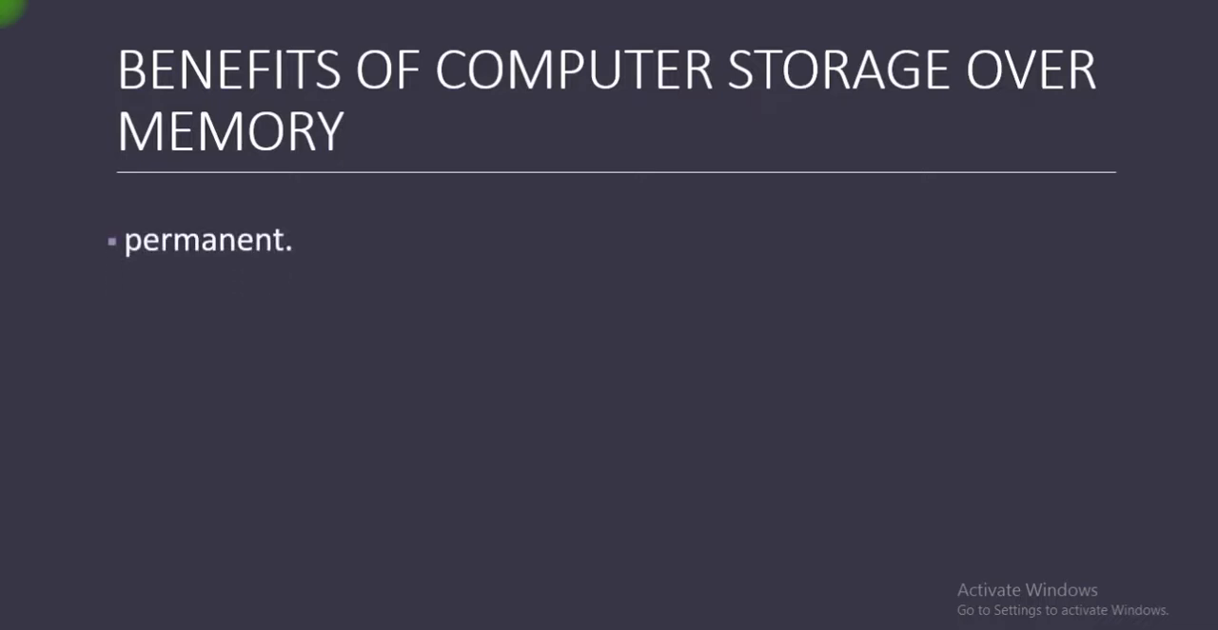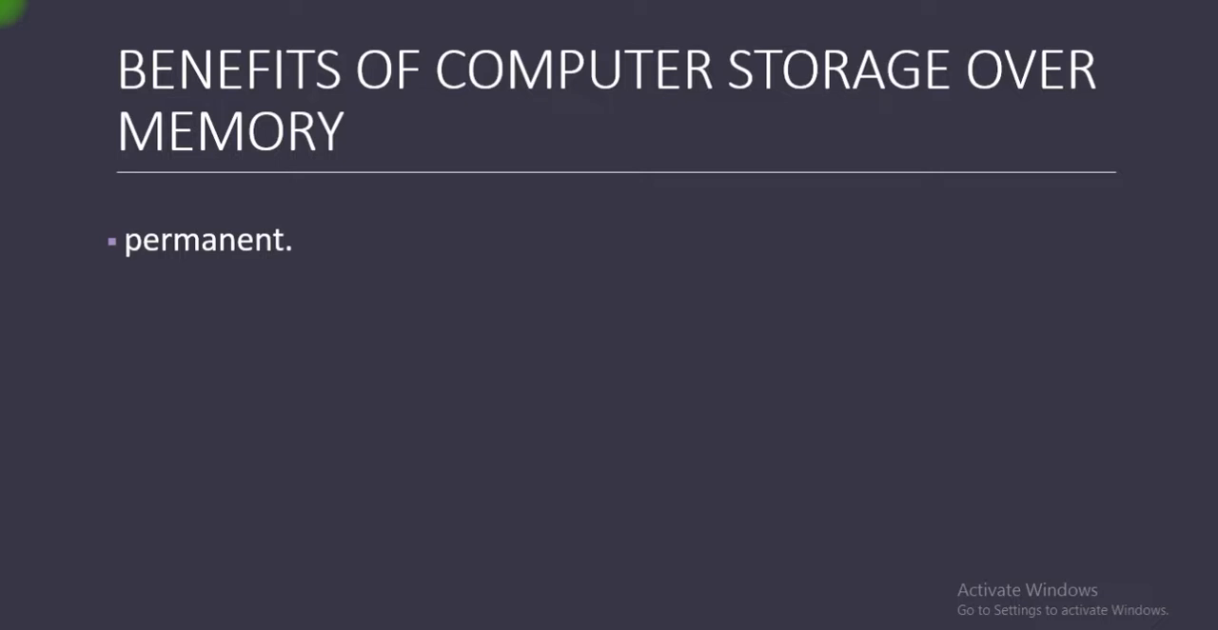Next, we're going to be looking at the benefits of computer storage over memory. The first benefit or advantage is that computer storage is permanent. Whatever we store on memory is there temporarily. For instance, if you shut down the computer or the laptop, whatever was in memory would be lost. If you're using a desktop computer, for instance, not connected to a UPS, and the electricity supply goes out, whatever is in memory would be lost.